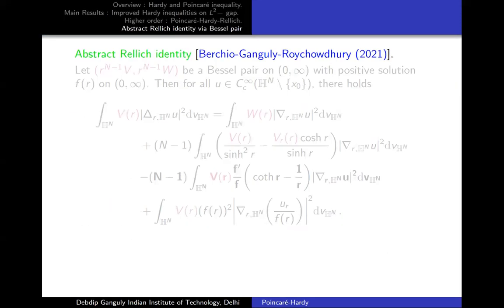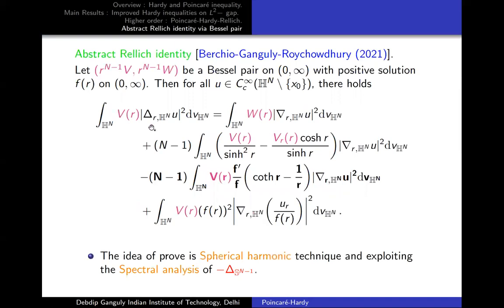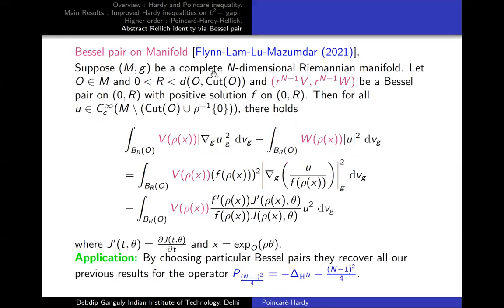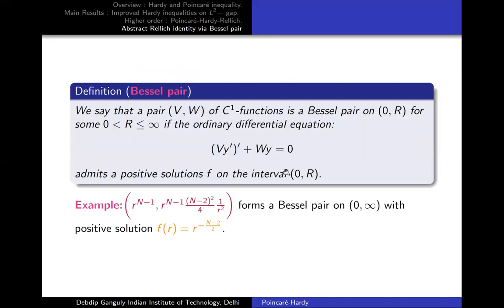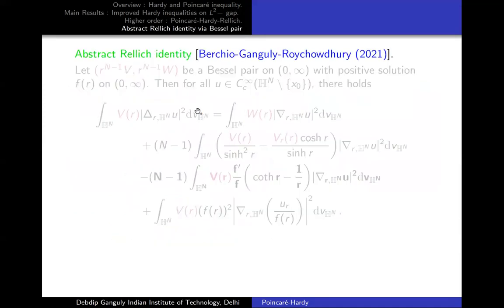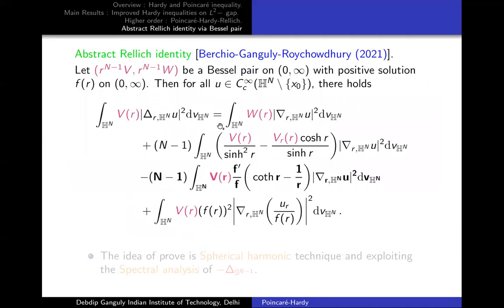But the problem is, if you choose any of the previous examples of a Bessel pair, we are not getting the new kind we want, an improved Poincaré inequality or an improved Rellich inequality for any lambda. So in the next step, we need to construct a new kind of Bessel pair. That means we want to construct V and W such that V and W satisfy this Bessel's equation. Whatever V and W are in the earlier literature, if you put them directly in this abstract inequality, we are not getting anything new.